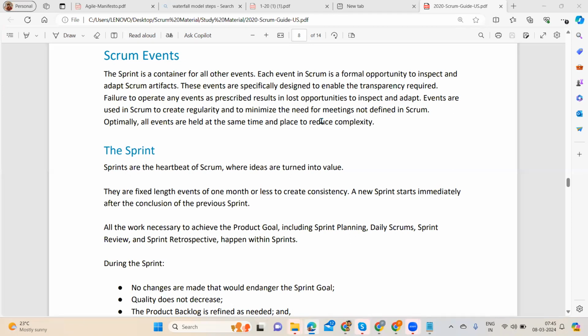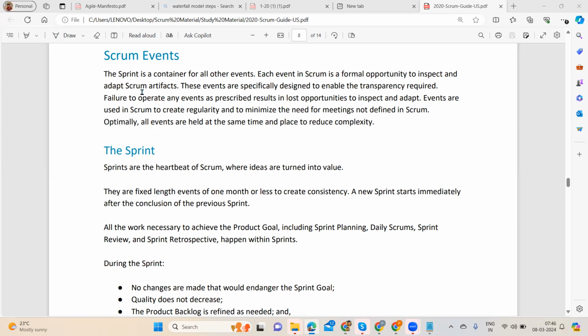Okay. So, how many Scrum events are there? Four, Anna. What are they? Sprint planning, sprint retrospective, as well as daily Scrum, as well as one more, is there? Okay. So there are five Scrum events: the sprint, sprint planning, daily Scrum, sprint review, and sprint retrospective.